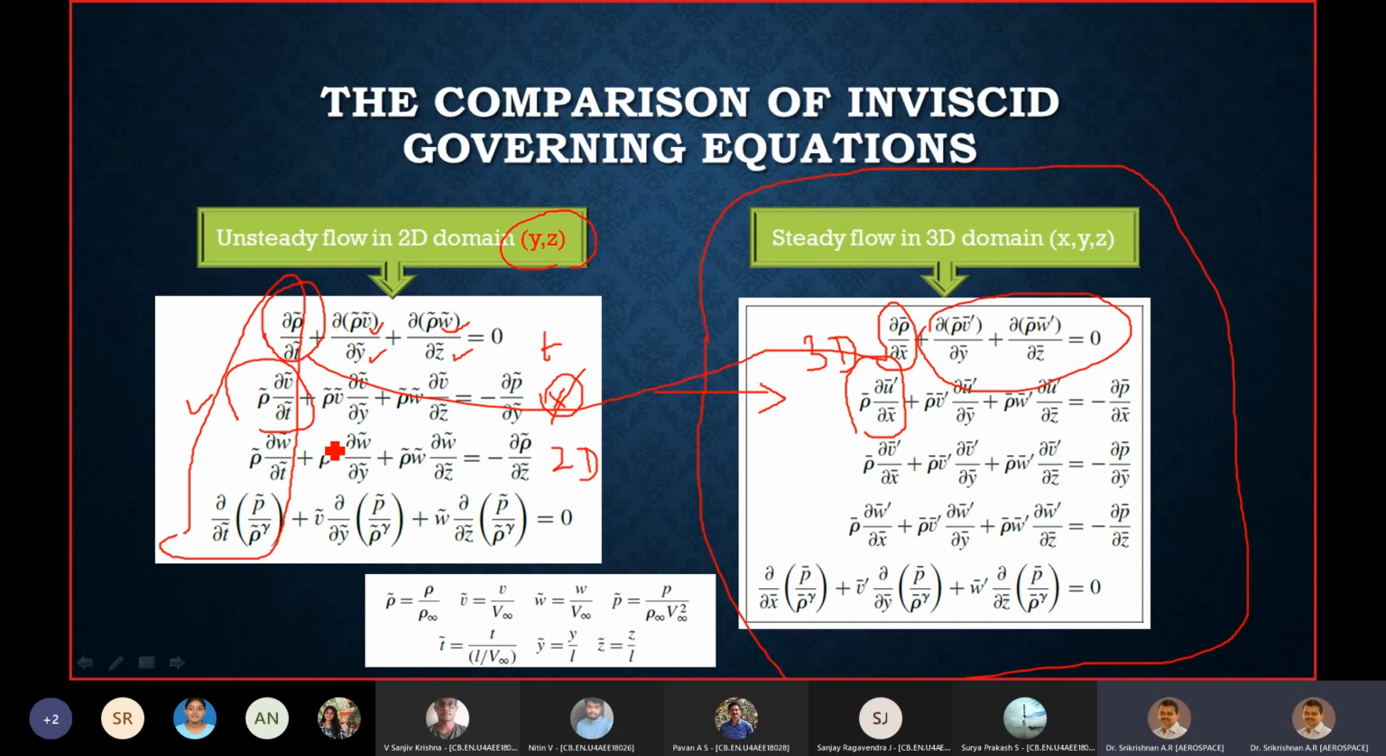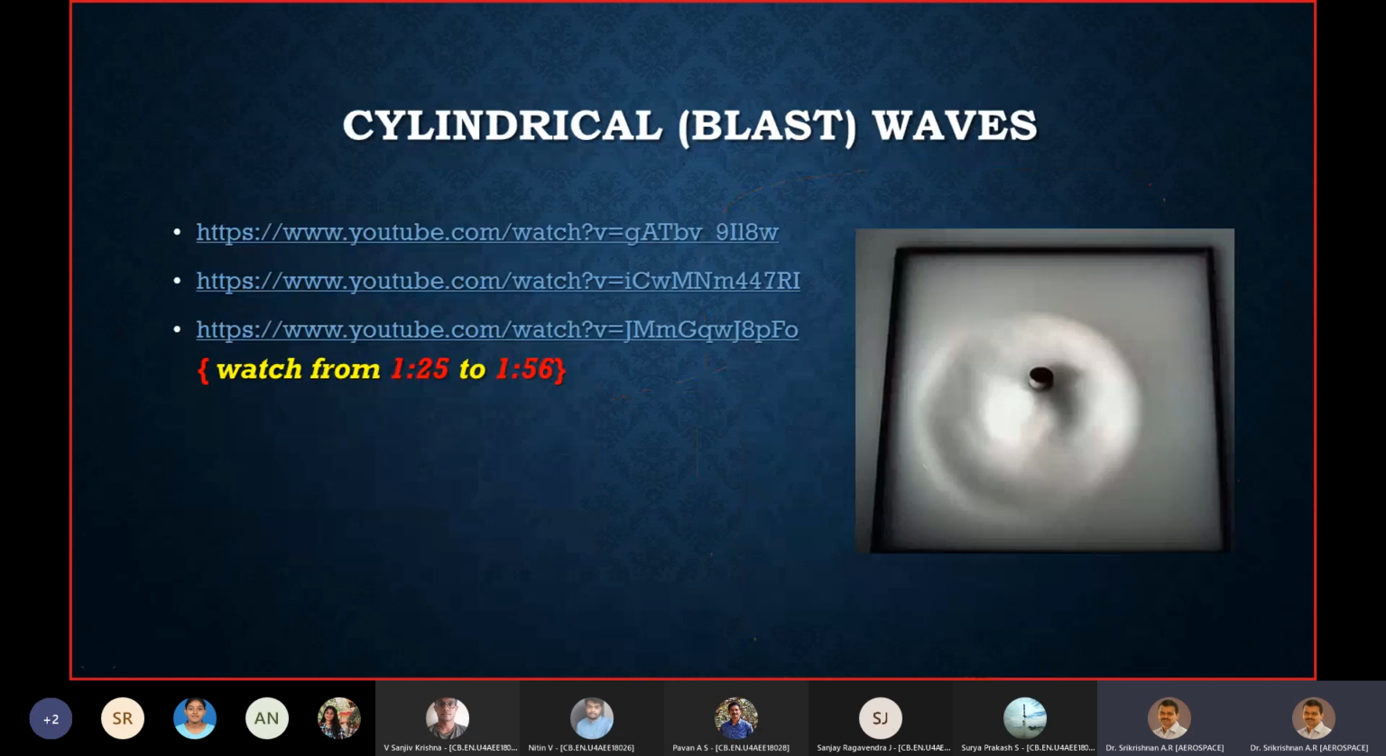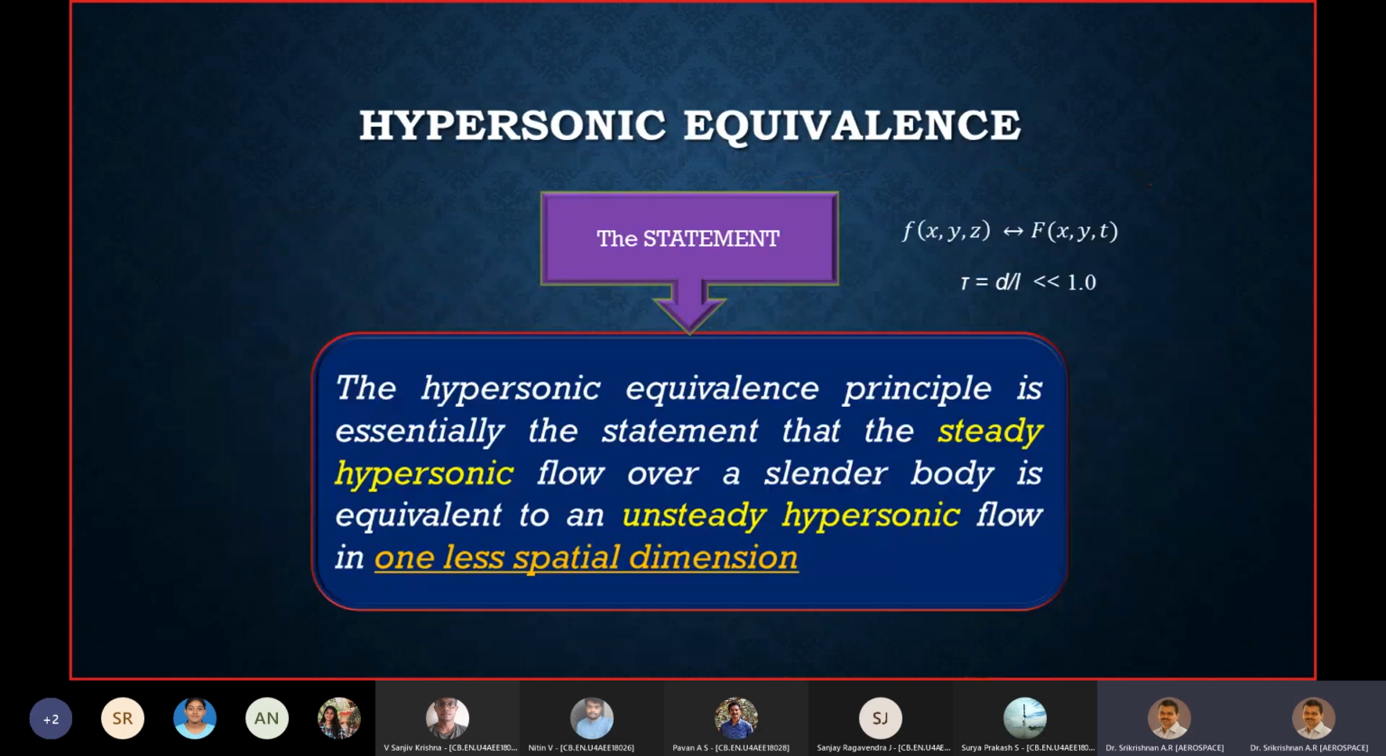That is unsteady flow in 2D domain where there are some results, some experimental data, some numerical results, etc. And our problem is in the 3D domain, hypersonic flow, where we have a similar set of equations. So we are trying to see whether some of these unsteady 2D results can be mapped onto the 3D results. And this is where the statement of hypersonic similarity is going to be important.